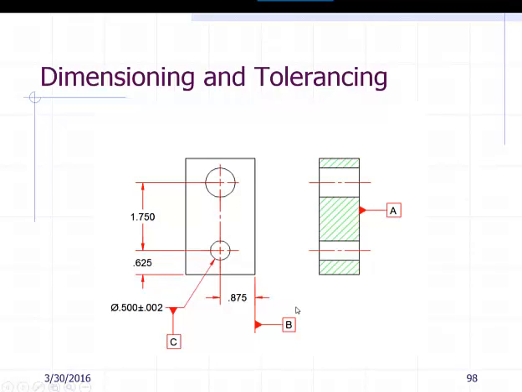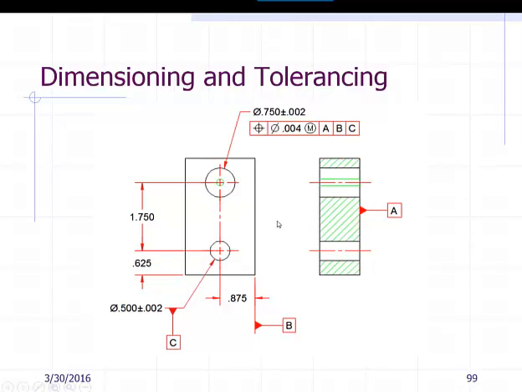So notice first of all that as I'm dimensioning this 0.875, I didn't come from the left side, I come from the right side because the right side is the datum. So that's one thing that you want to make sure of, is that you're dimensioning from the datum. Okay, so that's the old method.